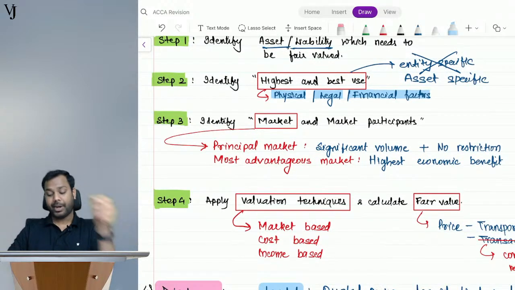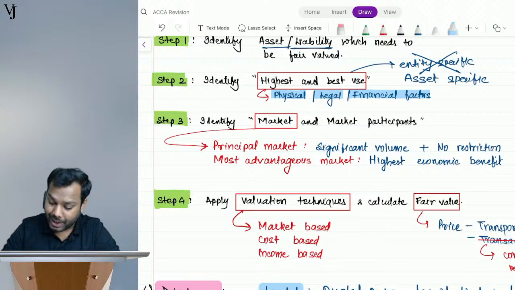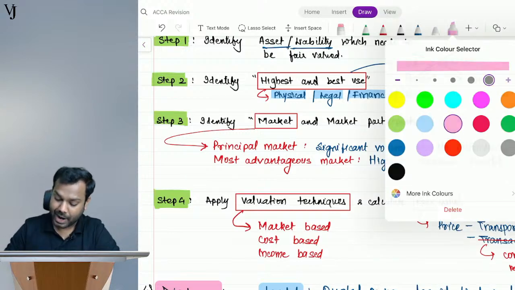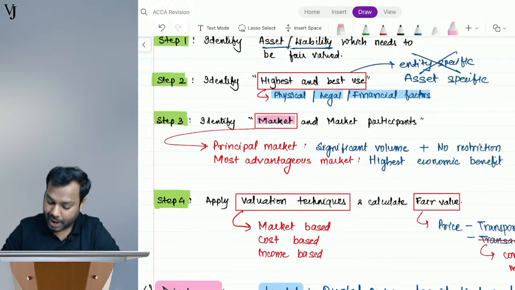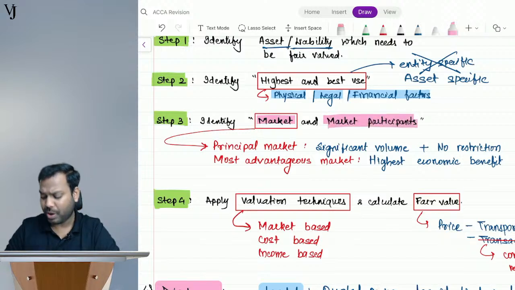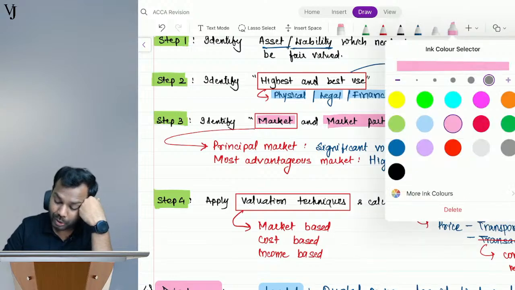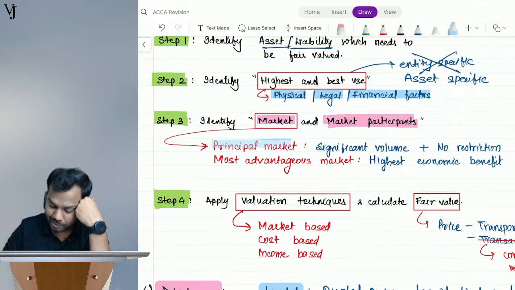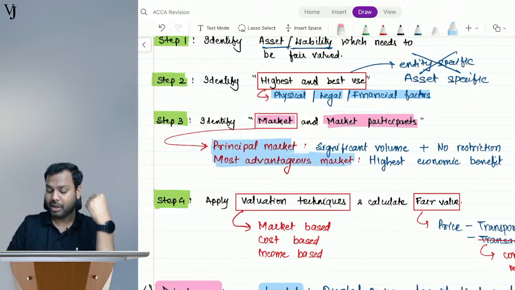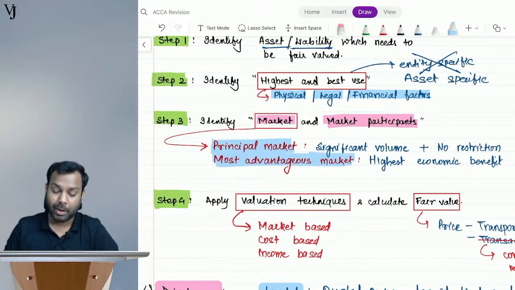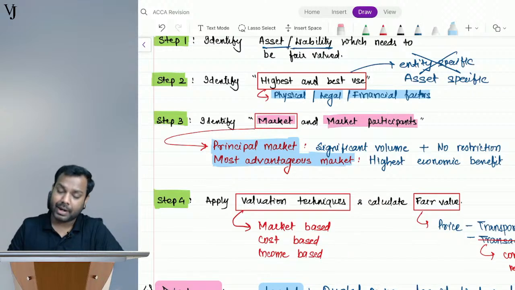Now, the third point: identify the market and market participants. Who are market and who are market participants? The standard says market can be of 2 types: one is the principal market and one is the most advantageous market. You should give preference to the principal market, and if you are not able to identify it, then you can go for the most advantageous market.